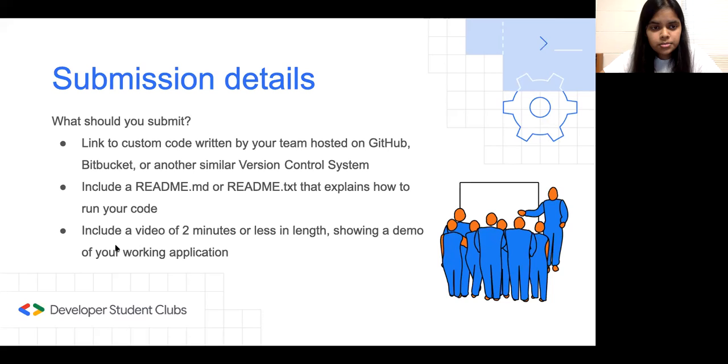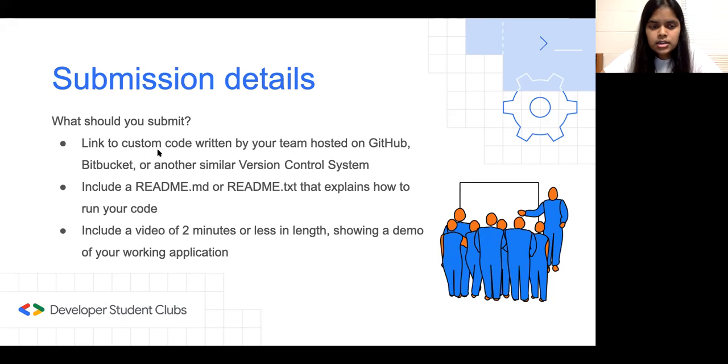When you're done with your project, what do you need to submit? Firstly, you need to submit a link to whatever code you wrote as a part of your project. And this code needs to be hosted on some kind of version control system. We at DSC will be using GitHub, and our projects director will be going over this requirement in a few slides. So this requirement will be taken care of, and you don't need to worry about that.